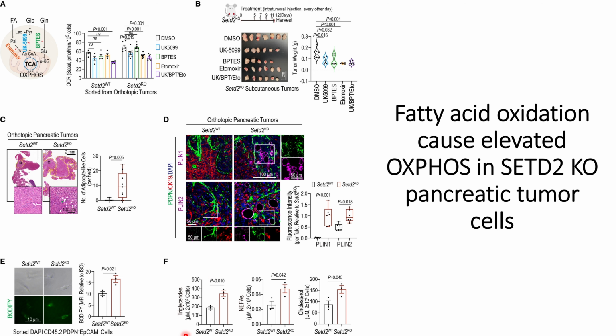After that, they checked other characteristics of this lipid-rich environment, such as triglyceride, NEFAs, and cholesterol levels, and they found all of them are higher in the SETD2 knockdown pancreatic tumor cells compared to the SETD2 wild type. So this indicates that a lipid-rich environment is formed in the SETD2 knockdown pancreatic tumor cells, and that will enhance fatty acid oxidation, which leads to the elevated OXPHOS in the pancreatic tumor cells.